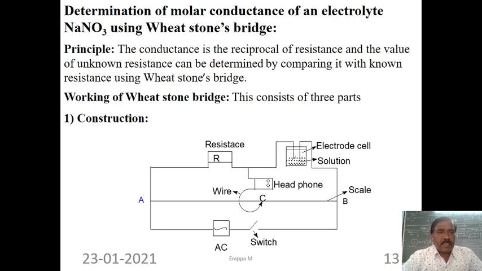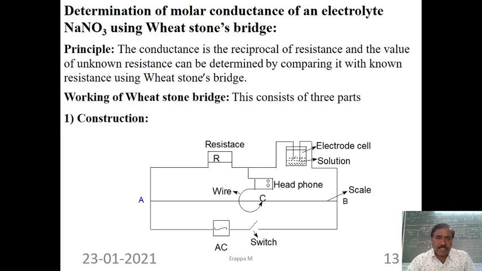Next, in this session, a very important topic is the experimental determination of the molar conductance of an electrolyte, 0.1 N NaNO3, using the Wheatstone bridge experiment. The principle involved is that conductance is the reciprocal of resistance, and the value of an unknown resistance can be determined by comparing it with a known resistance using the Wheatstone bridge.